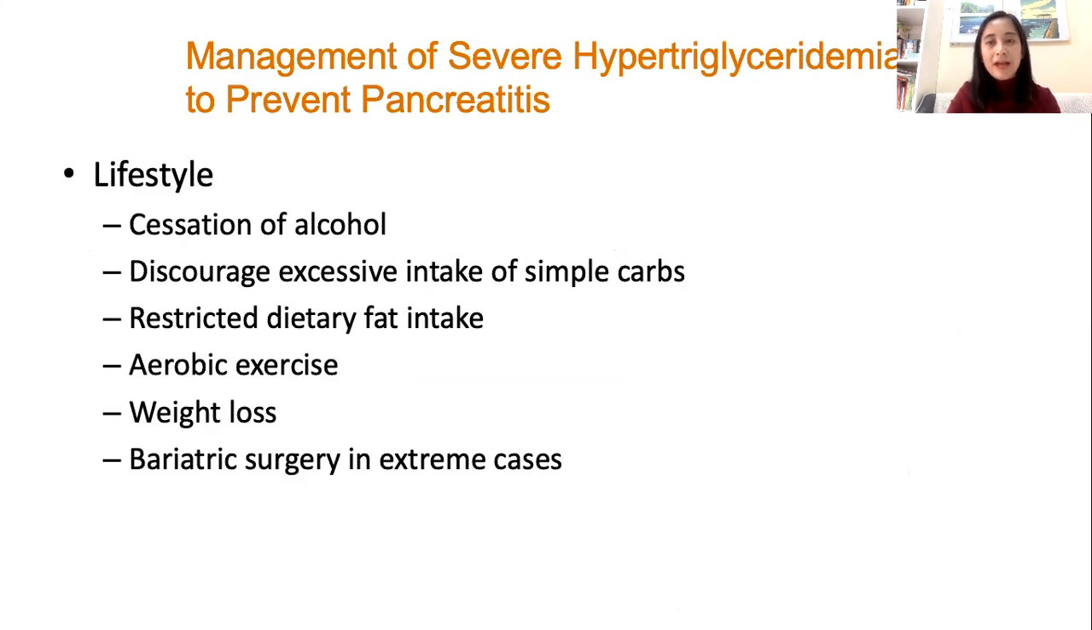So for patients with severe hypertriglyceridemia, the first line would be lifestyle. No? We want to advise patients to stop alcohol drinking, discourage excessive intake of carbs. So this is one of the few instances where I advise the patient to have a very, very low carb diet, one of the rare. I usually don't advocate for very, very low carbohydrate diet like keto. I don't advocate for that. But in this case, I do advise patients to really minimize, with guidance from a registered dietitian. And also, aside from that, we want to restrict dietary fat intake, encourage aerobic exercise, weight loss, and in patients where it is indicated, we can also advise patients to undergo metabolic surgery or your bariatric surgery.